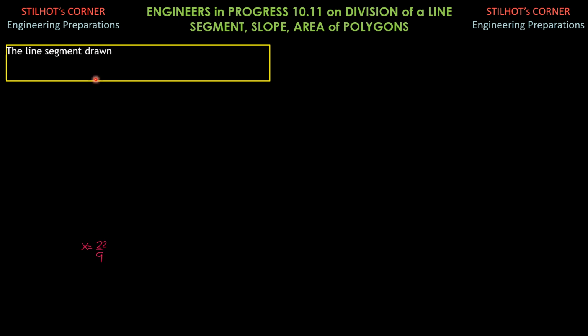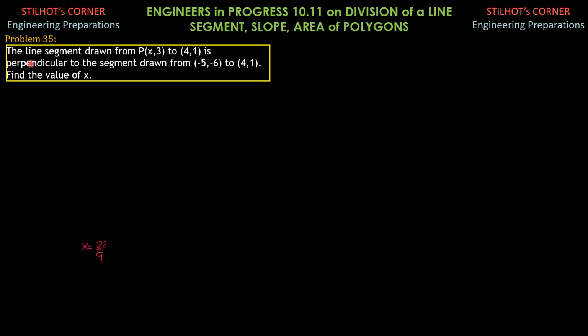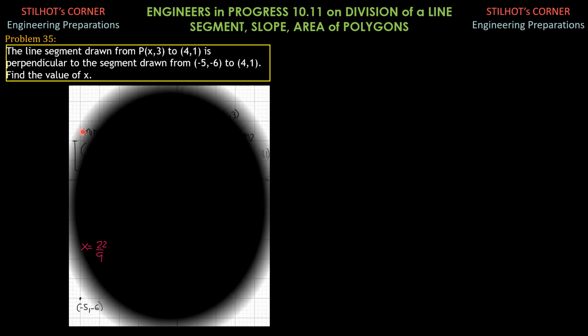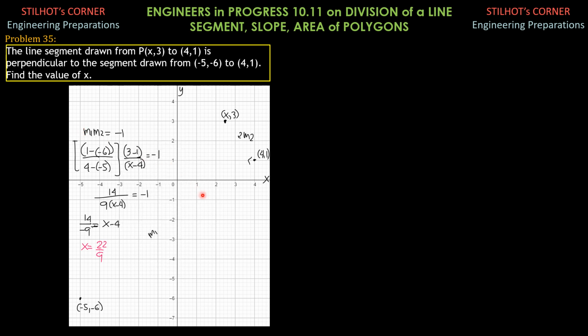So here is the first problem. The line segment drawn from point P, which has coordinates x, 3, to 4, 1, is perpendicular to the segment drawn from -5, -6 to 4, 1. Find the value of x. This is problem 35. For perpendicular lines, the product of their slopes is -1. Remember that. So plotting, you have x, 3, 4, 1, and -5, -6.